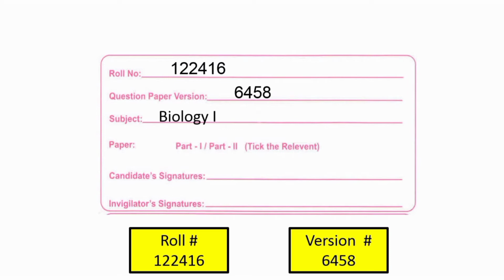After that, next is paper. In this you have to tick part 1 if you are a 9th student and part 2 if you are a 10th student. Similarly, first year students will tick part 1 and second year students will tick part 2. Next is candidate's signature. Here you will sign.